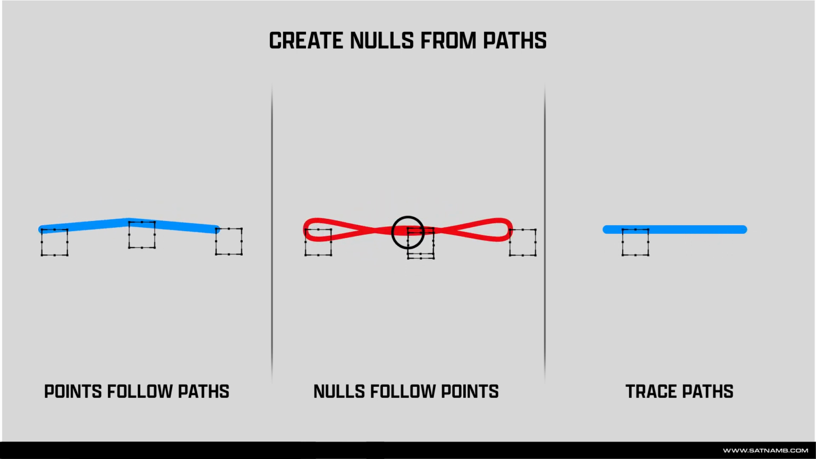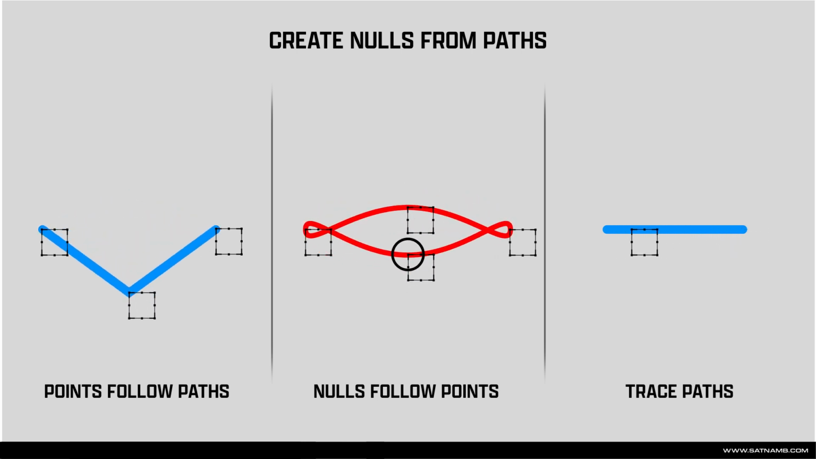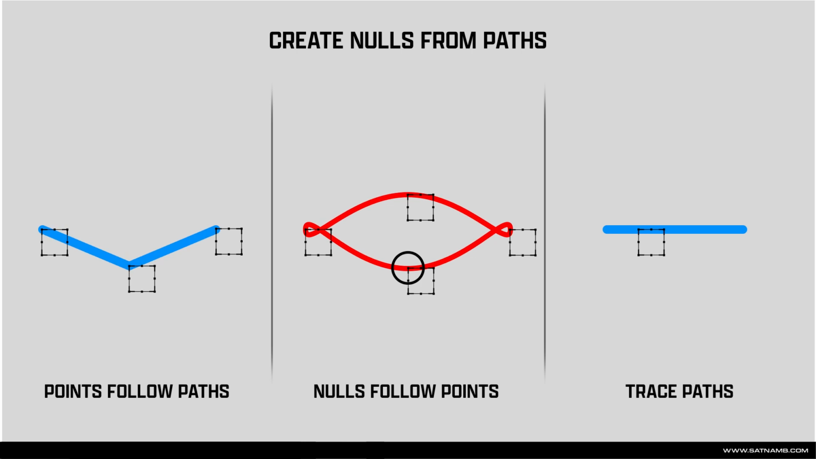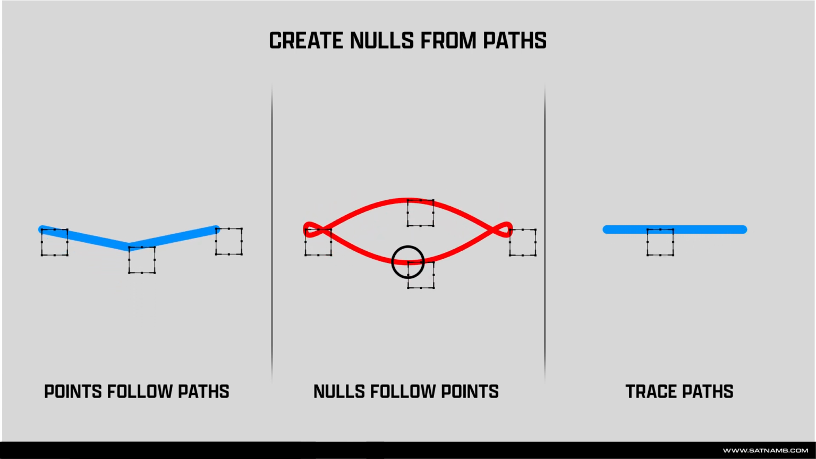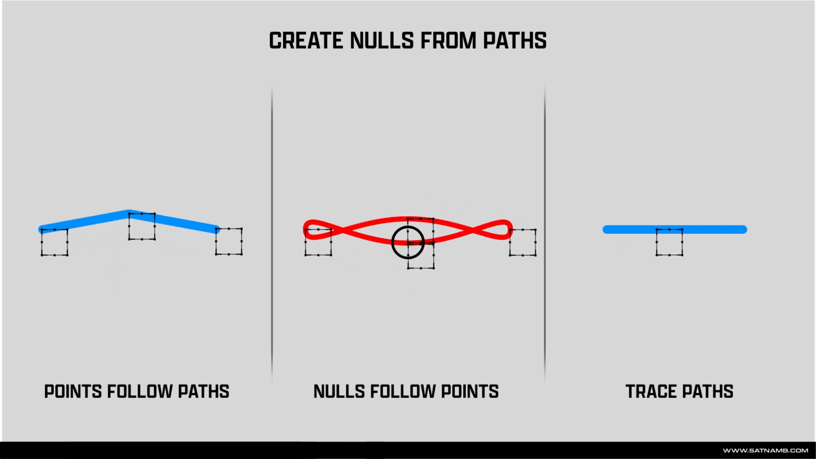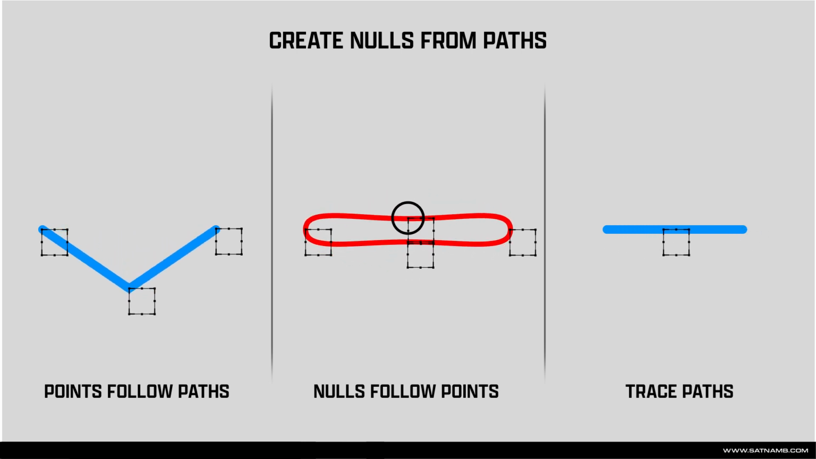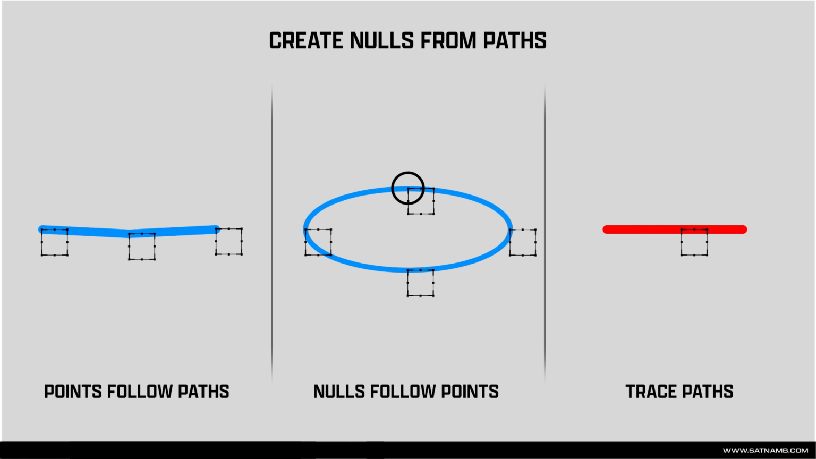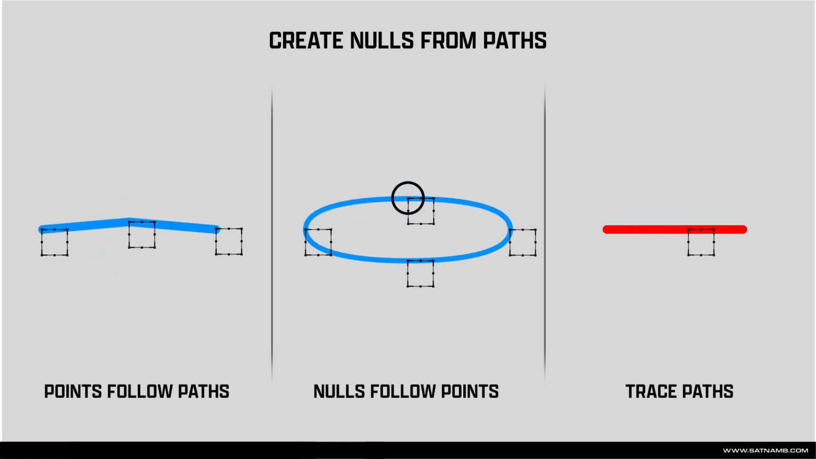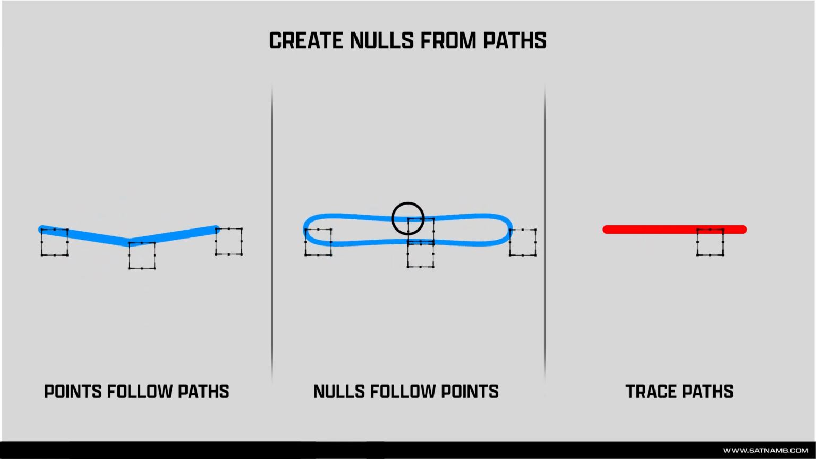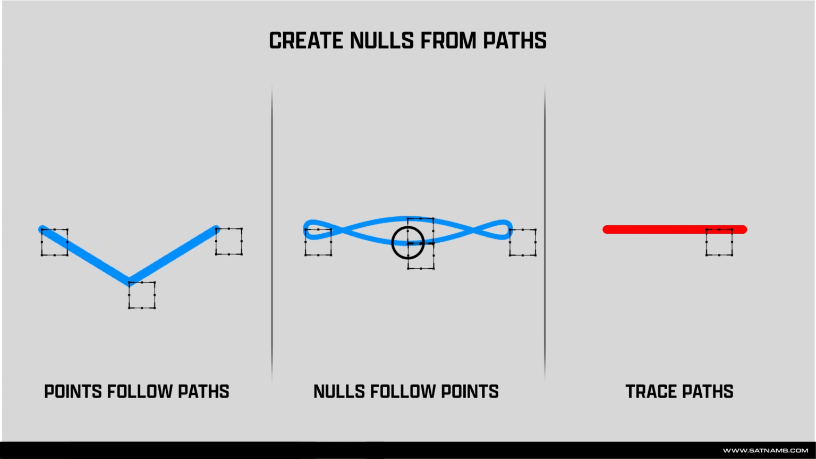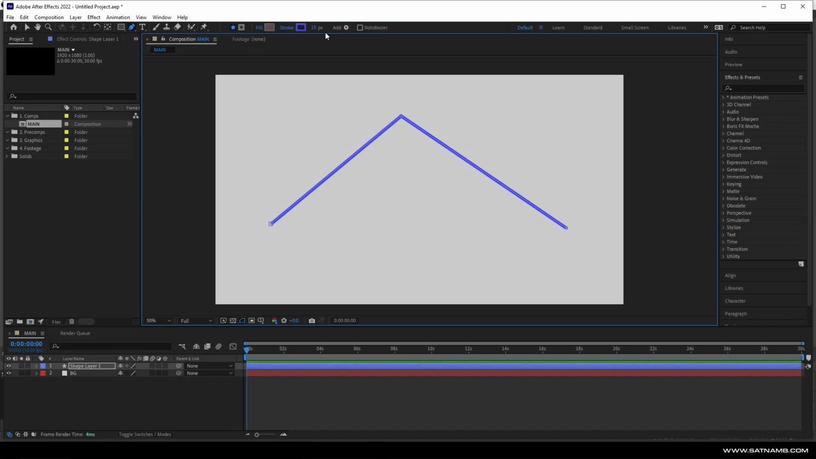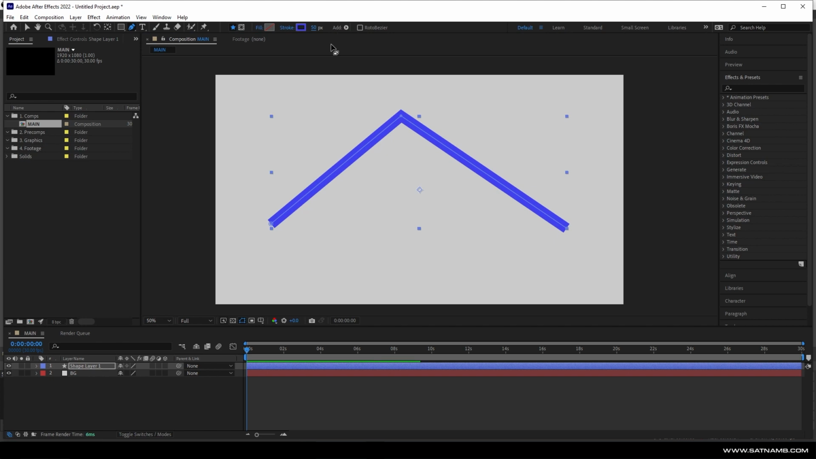The second is nulls to follow points. This is similar to the first one. What it does is it allows you to use the path itself to generate movement, which the nulls actually follow. This is great for adding objects that need to follow a specific point on your path. Lastly, we have trace paths. This is a function that allows you to trace the path from A to B, and allows you to create a null which follows the specific path. This can be used to attach arrowheads to a path and have them follow the actual path itself.